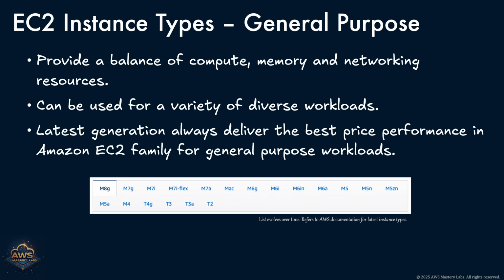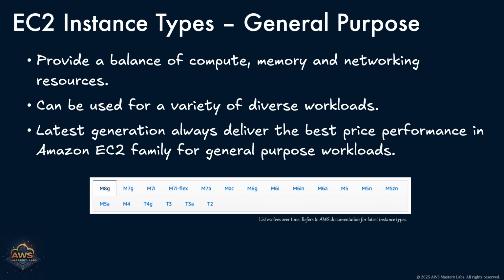Within this category, the T-class instances, like T3 and T4G, are known as burstable performance instances. These are especially cost-effective for workloads with variable CPU usage. During periods of low activity, the instance consumes fewer CPU cycles and accumulates CPU credits. When your workload demands spike, these credits are used to temporarily boost CPU performance, enabling the instance to burst beyond its baseline level.